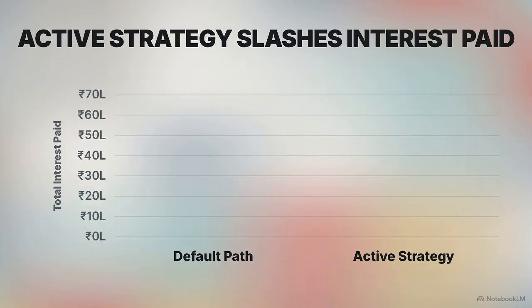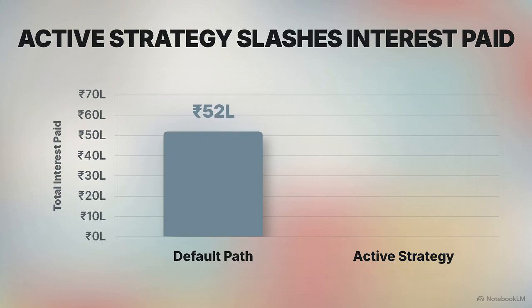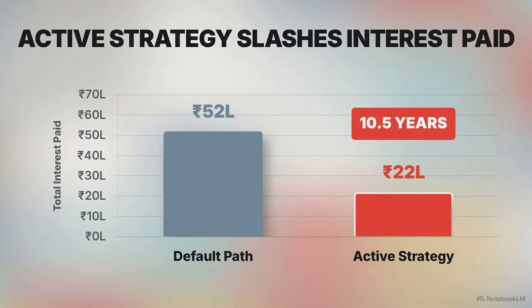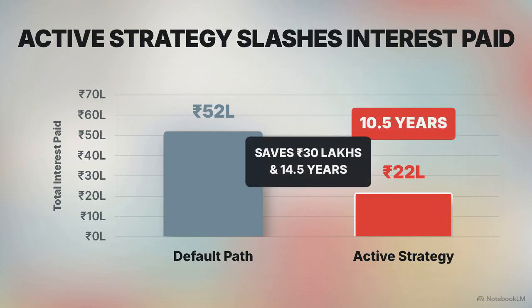This split-screen chart illustrates the difference. On the left is the default path: 25 years of payments and 52 lakh rupees lost to interest. On the right is the active path: debt-free in 10 and a half years with massive capital savings.